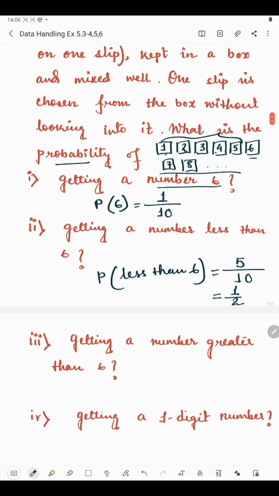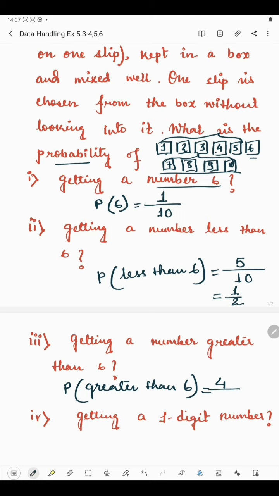In the third part we have, what is the probability of getting a number greater than 6? In the previous question we found the number which is less than 6. Now in this part we have to find the number which is greater than 6. So the probability of a number greater than 6 will be, now how many numbers are there which are greater than 6? Here we have 10 total slips, right? Out of these, the numbers greater than 6 are 7, 8, 9, 10. That means 4 slips are there, right? So we'll write 4, which is called the favorable outcome.